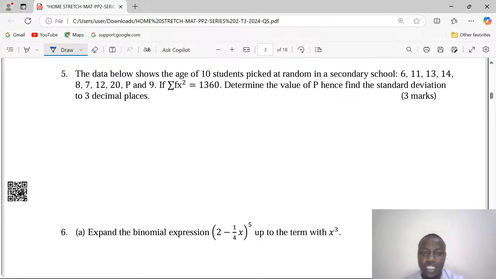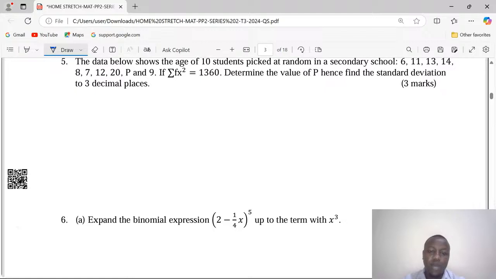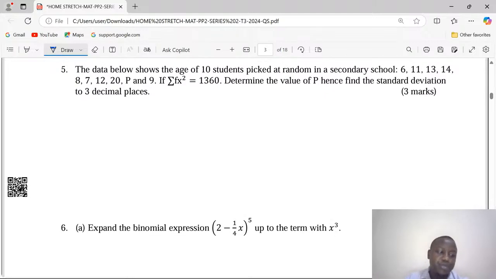And now when you look at the values, you're wondering how come these are students in a secondary school, because we are talking of 6, 8, 7. But in mathematics sometimes you just work out the data as it has been provided.